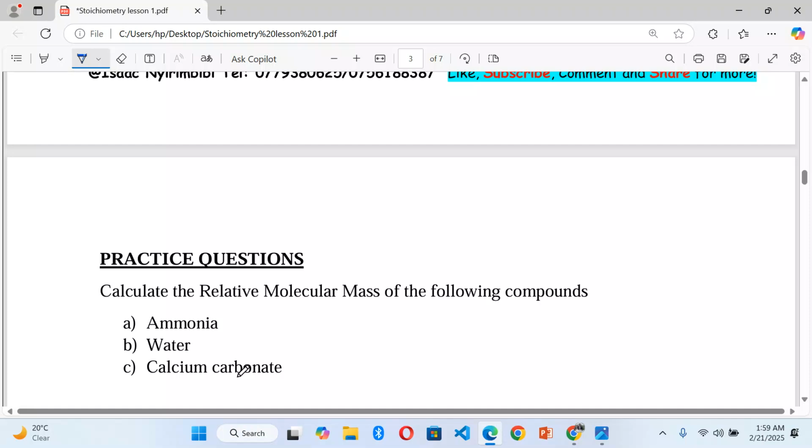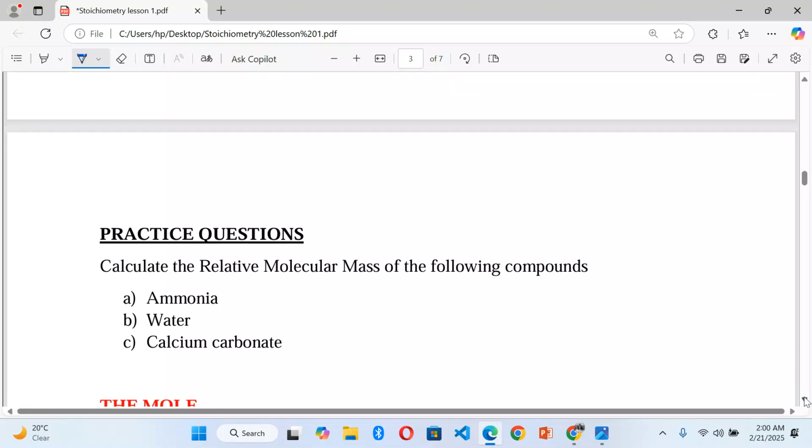So you say ammonia, its relative molecular mass is this. Water, its molecular mass is this, such that we can know that you're following, but also understanding the concept. So I'll be waiting to see the answers to that.